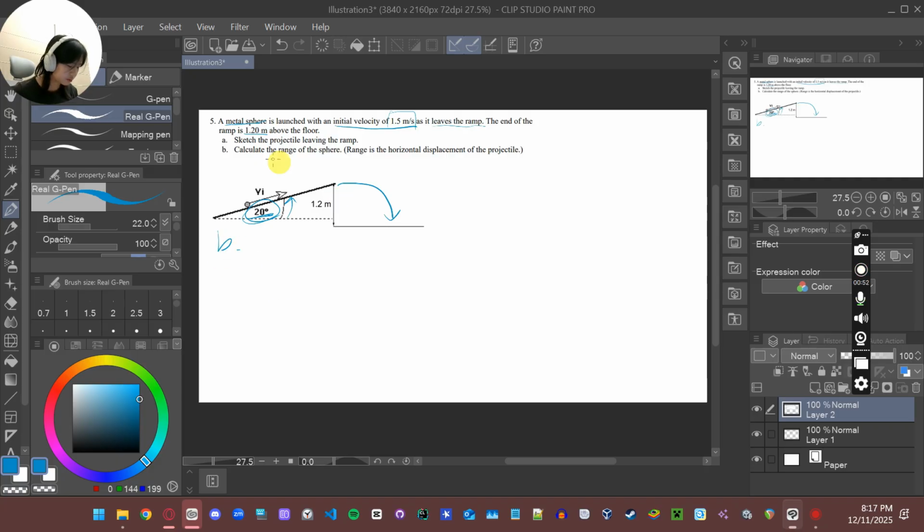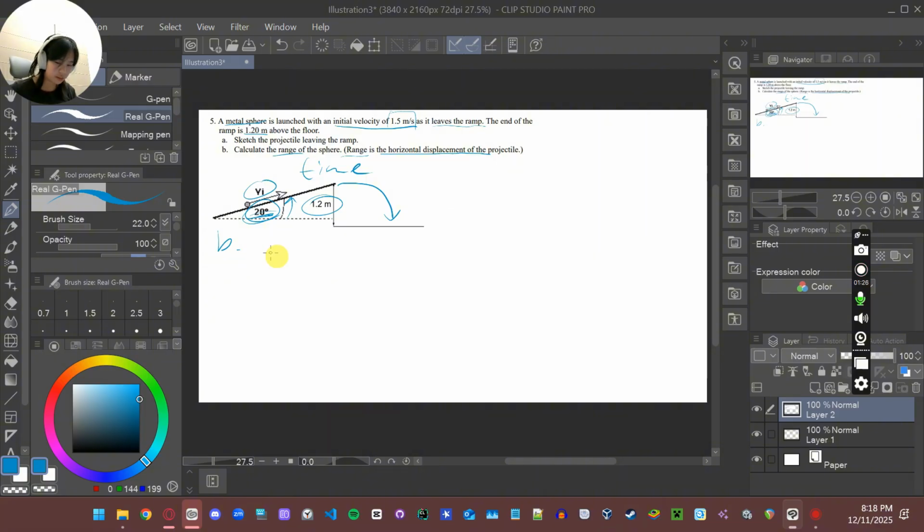Part B, to calculate the range of the sphere, it tells us that range is the horizontal displacement of the projectile. And if you look back at your kinematics equations, you'll find this equation perfect for this. Because what are you missing? You are missing range, you have initial velocity, and you have the angle, and you have your initial position. But one thing that you don't have is time. So what you want to do is you want to find time.